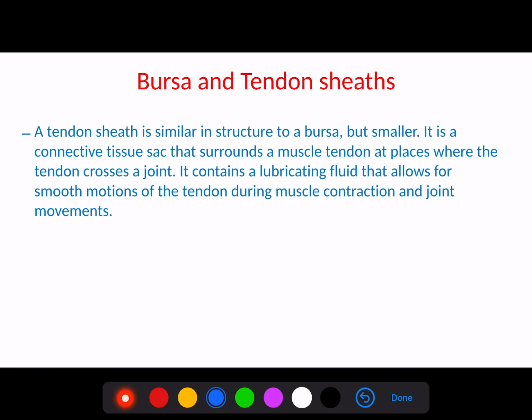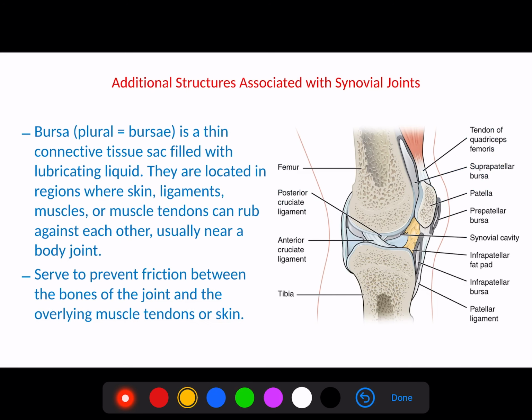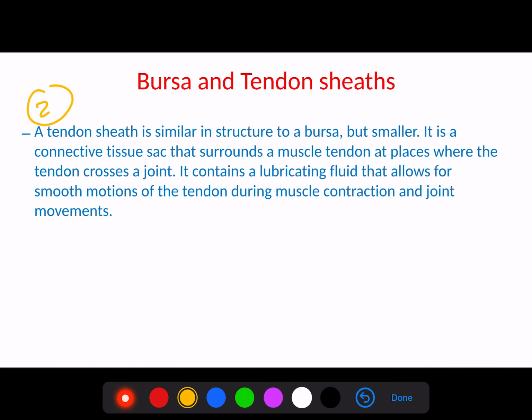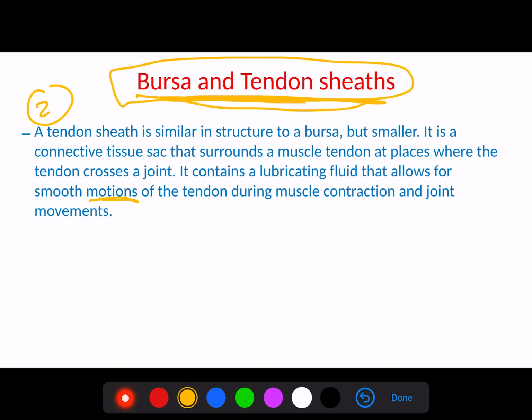And the second thing is the tendon sheath. From its name, it is a sheath surrounding the tendons. The tendons are what connect muscles to bones or other structures. So these sheaths wrap around the tendons, and they serve the same purpose, reducing friction or smoothing the motion of the tendon during muscle contractions. So both the bursa and the tendon sheath serve the same purpose, reducing friction.